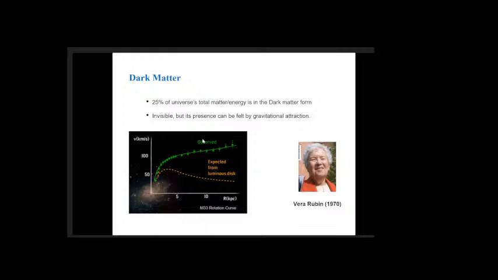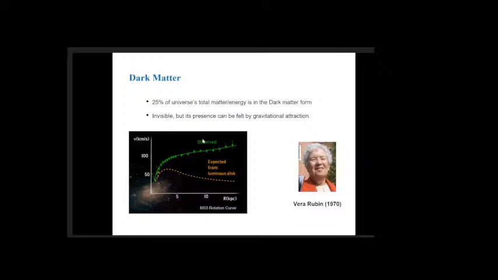Okay, so now move on to the next topic, that is dark matter. What is dark matter? Let me explain an experiment from where the idea of dark matter came in. If you look at a spiral galaxy, the stars are moving around the center of the galaxy, and they have some rotational velocity.